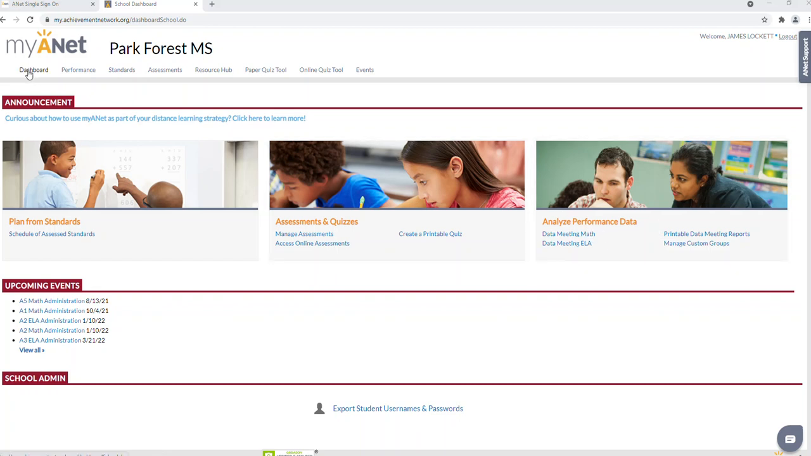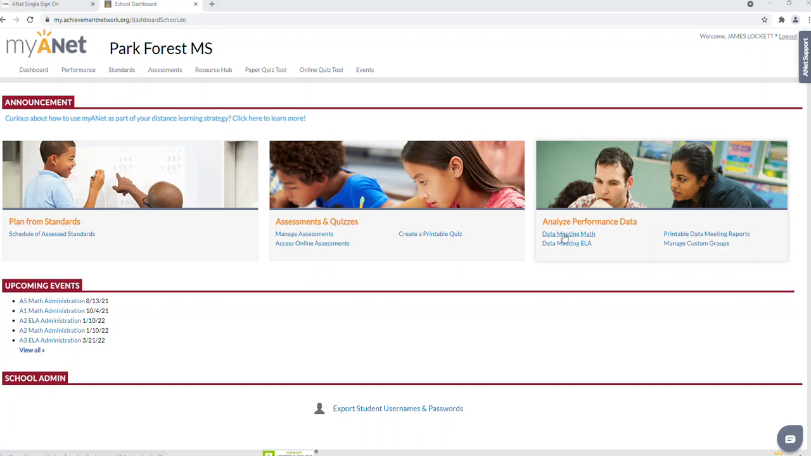But look at the tabs up here. There are quite a few tabs. There's performance, which we're going to look at in another session. There's something on standards, assessments, resource hub, paper quiz tool, online quiz tool, and events. And you have a part here called assessments and quizzes, and you can even create a printable quiz. And then there's the assessment performance data. So for today, we're going to look at analyze performance data, and we're going to look at data meeting math.